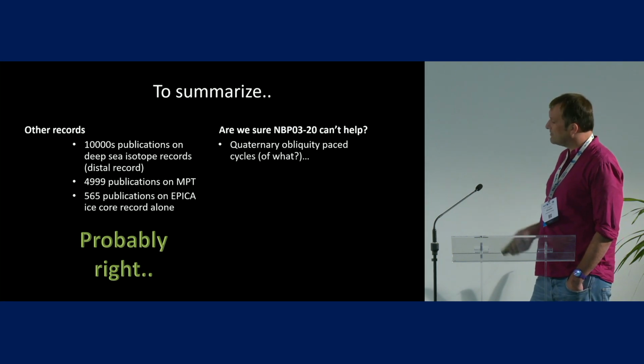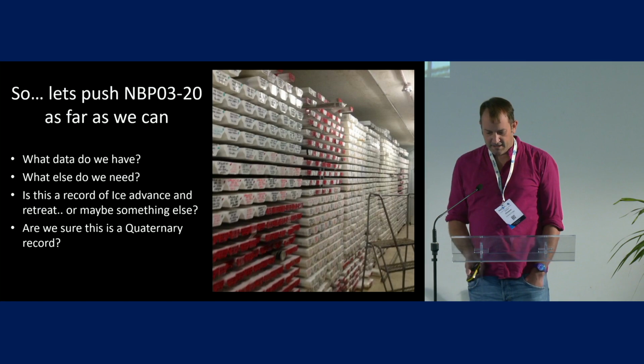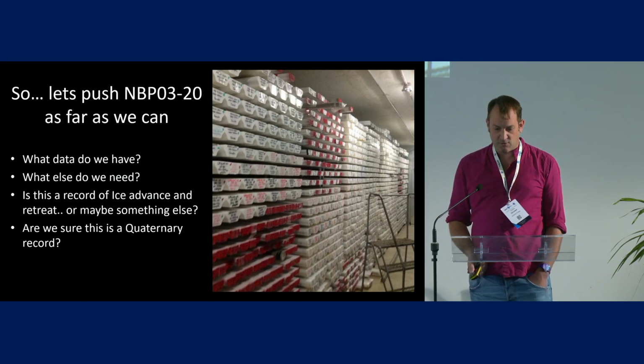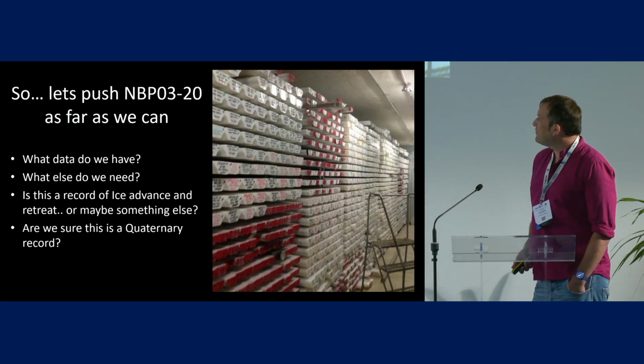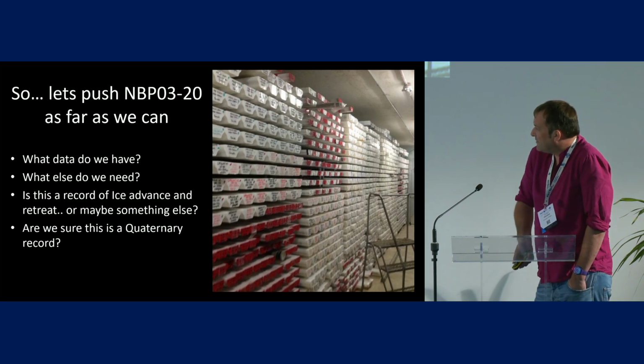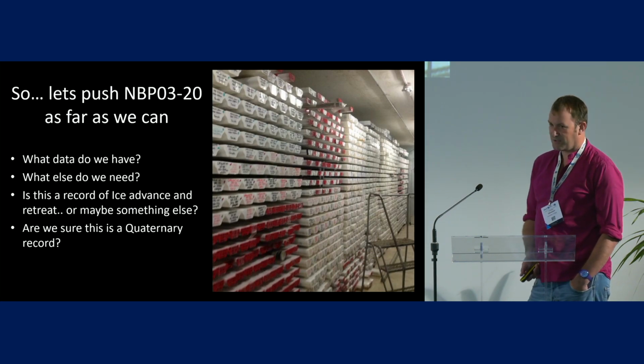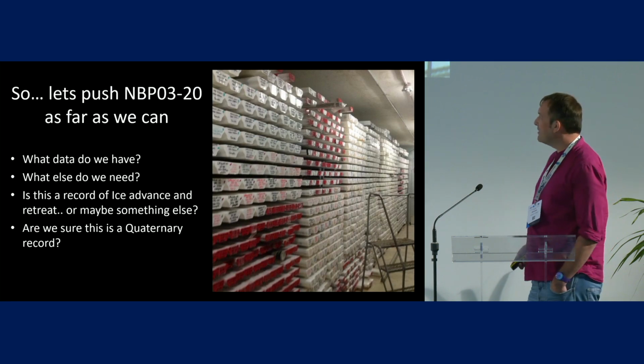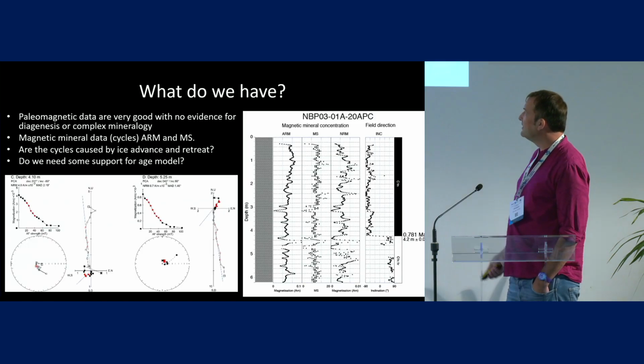So what are these Quaternary cycles? Let's look in detail. Let's push this core as far as we can. What do we have? What do we need? Is this actually a record of ice advance and retreat? And then, are we sure it's Quaternary? Always got to keep that in mind. Are we maybe in the Eocene or the Oligocene?